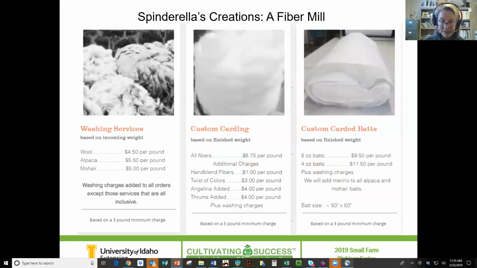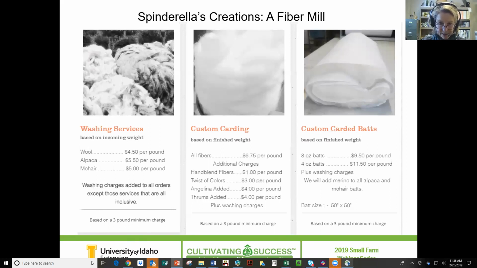I really like Spinderella's creations. I've shopped around at all the different mills I could find, and she's very reasonable and does an excellent job. So her washing services are $4.50 a pound. That really adds up. And that's based on the incoming weight. So if you sent her 10 pounds of wool, you're paying $45, and you only have about half of that wool left because they've just washed out half the weight.